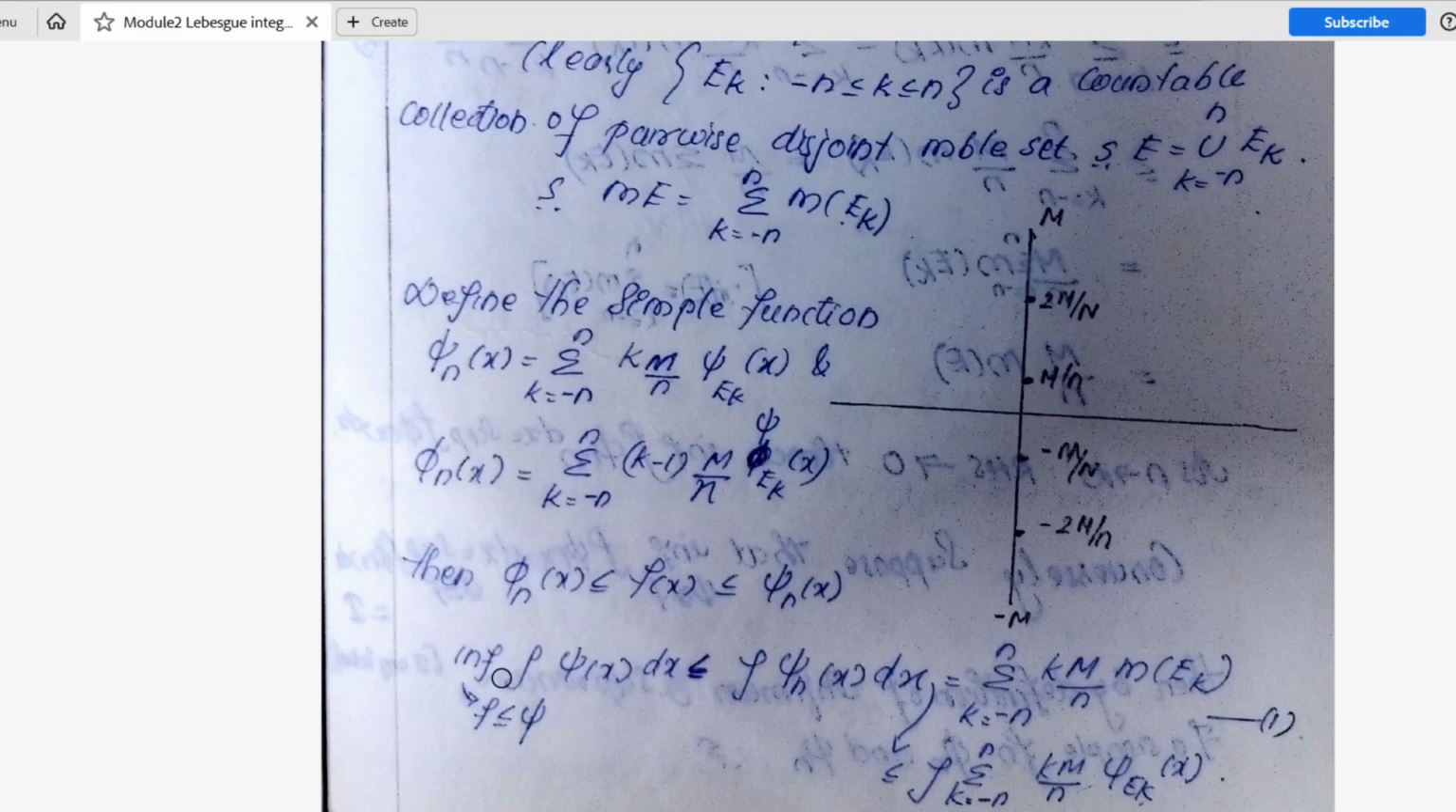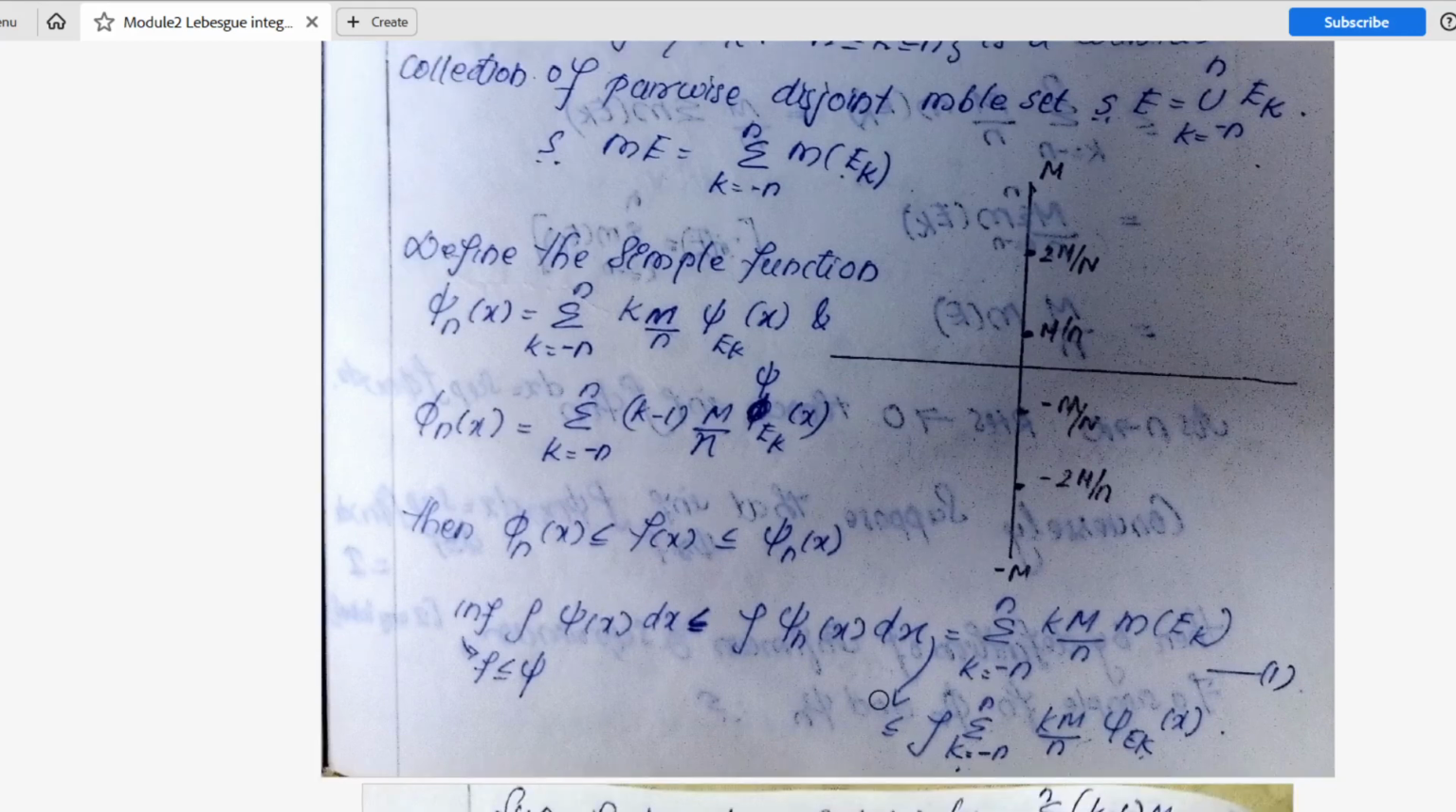Now infimum of integral ψ(x) is less than or equal to integral over ψn(x), and we know the value of this. Integral over ψn(x) എന്ന് പറയുമ്പോൾ ψn ഒരു measurable function, simple function ആയിട്ട് പറഞ്ഞു. അപ്പോൾ ഇതിനെ നമുക്ക് sigma k by n times m of Ek എന്ന് എഴുതാം, by definition of Lebesgue integration of a simple function. ഇനി ഇവിടെ constant ആയിട്ട് അപ്പം m of Ek-ക്ക് വേറെ എന്താ.